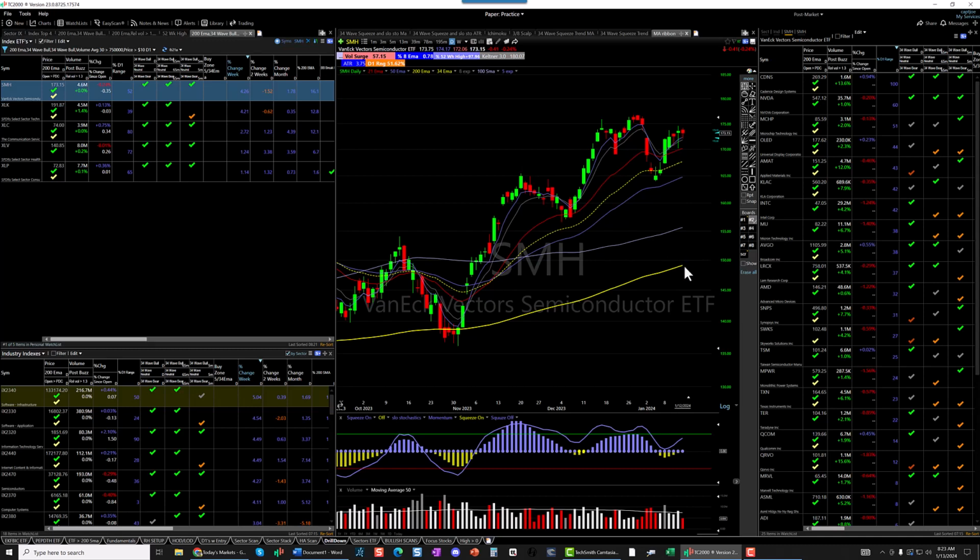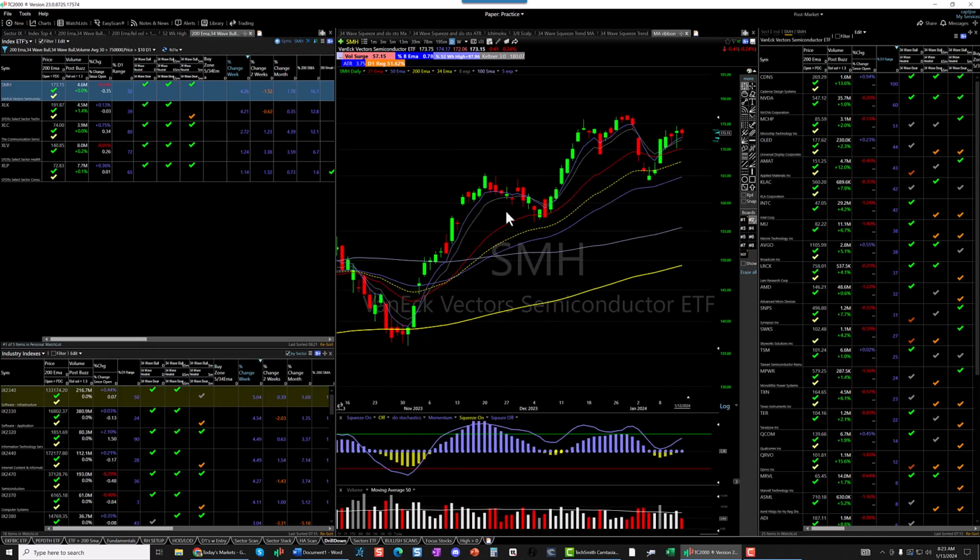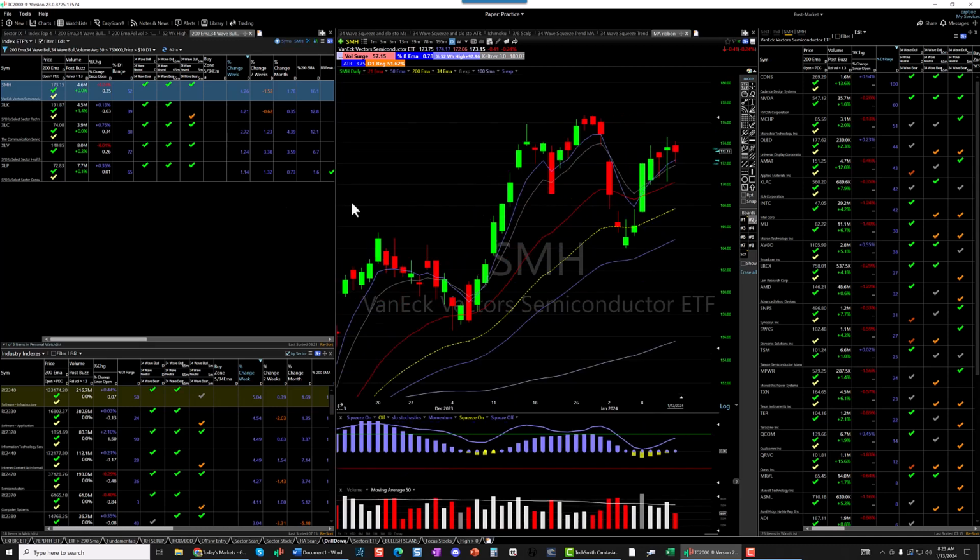And this is what you want to see. You want to see the 200 above the 100, above the 50, above the 34, above the 21, above the 8, above the 5. Whenever you have structure like this and you have stacked EMAs, it's simple as that. You know you have bullish structure. That's something that's very tradable that you want to keep your eye on.